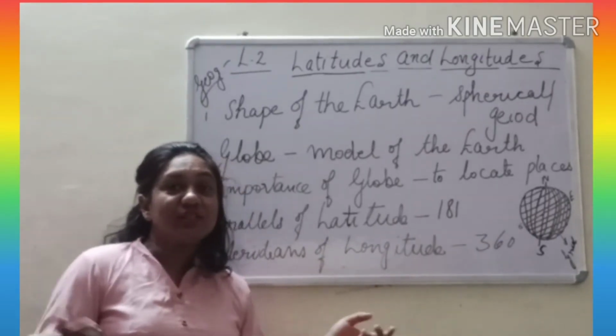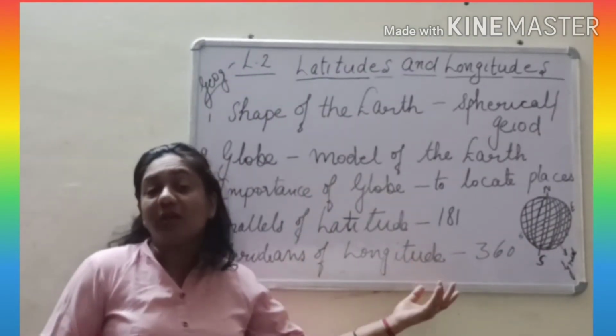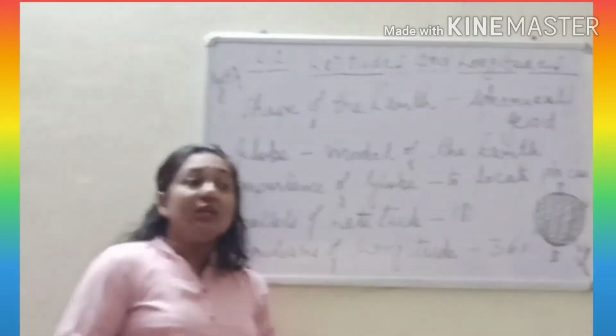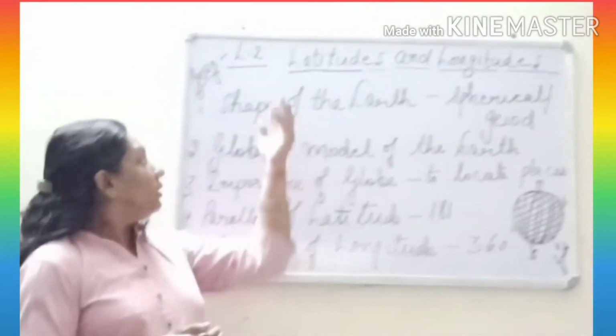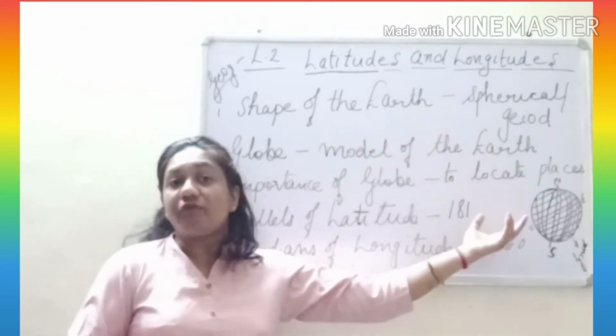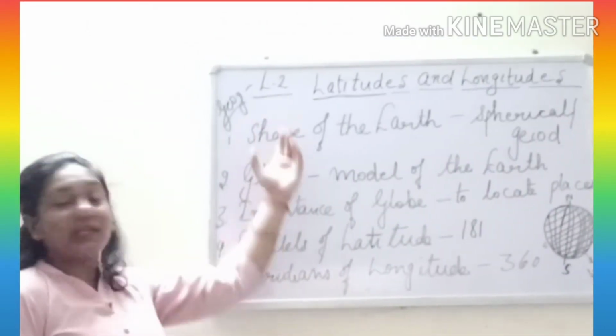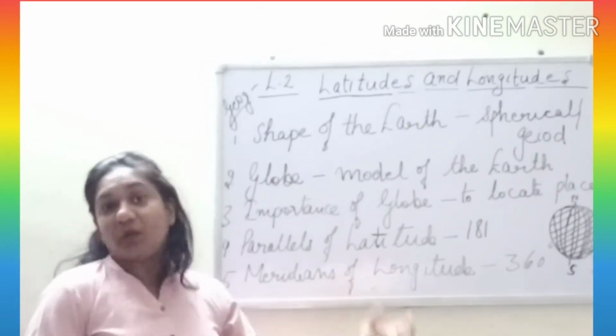So dear children, did you get a glimpse of latitudes and longitudes? Did you learn about the shape of the earth? Did you know about the globe? That is just what? A model of earth. So I hope the concepts are clear, but then let us quickly recall the concepts that we have learned today, one by one once again.